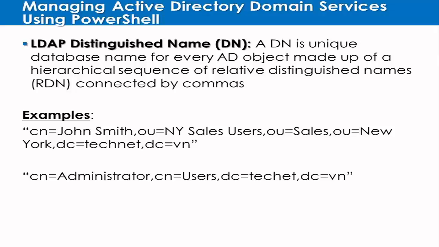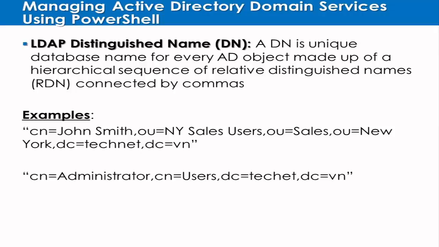Why? Because we have a top level OU, which is called New York, which then has the sales OU, which then has the New York sales users OU, which then has the user John Smith. But even though New York is a top level OU, we still have to continue from there because there's still another level up, and that's the domain itself. And this is where it gets a little bit tricky, and people mess this up all the time. After the New York, we see comma DC, which, by the way, stands for domain component, not domain controller.